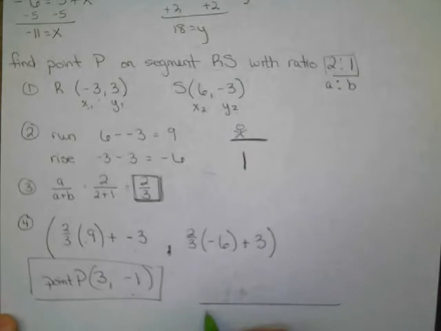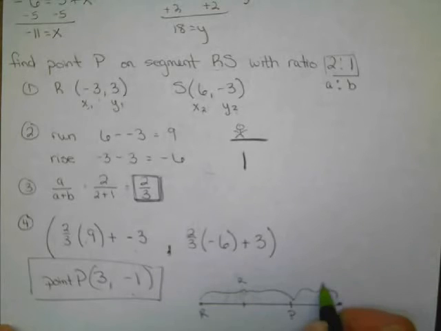So pictorially, that's going to look like this, where this is R and S. We want a ratio of 2 to 1, which means I want 2 of these for every 1 of S. So P is over here somewhere, because R is going to take up those 2, and S takes up that 1, which is 2 to 1.